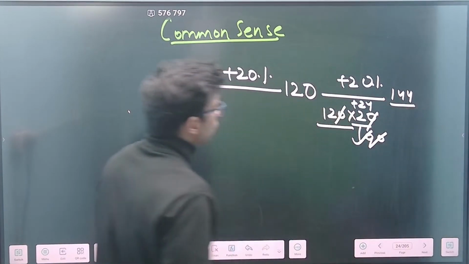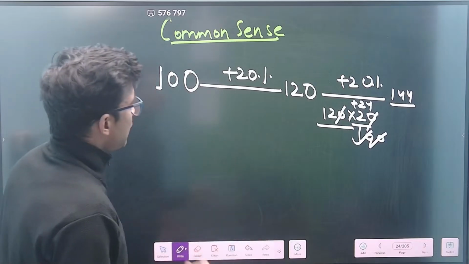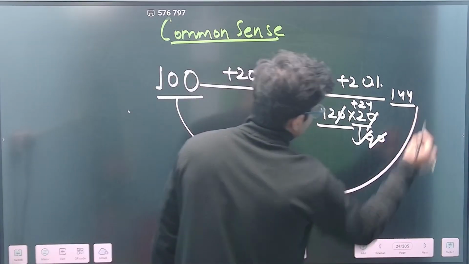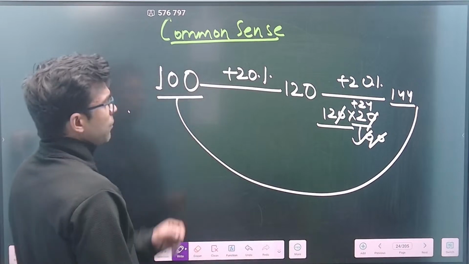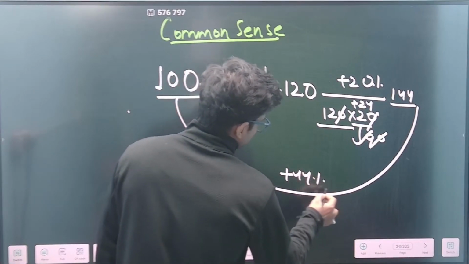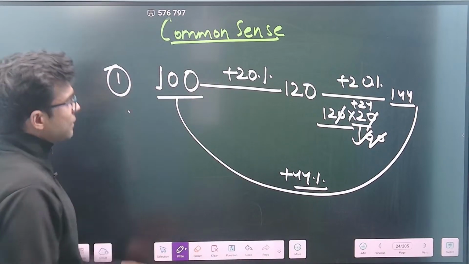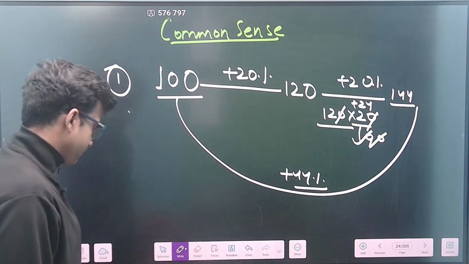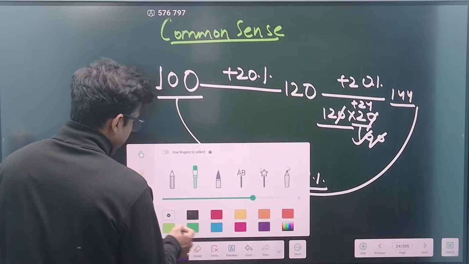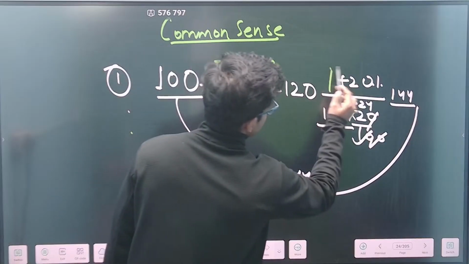Correct. So eventually, with this common sense, if there are two successive changes, the 100 will become 144. Now 100 is becoming 144. There's a change of 44%. This is the normal way, basically process number 1, where first 20% and then we are increasing by another 20%.